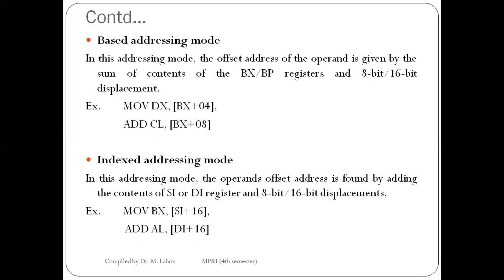Next is the indexed addressing mode. Here the operand's offset address is given by using the SI, the source index, or the destination index register, DI, and then 8-bit or 16-bit displacements. The difference between these is the use of different registers. In the based one, you can use BX and BP. In the indexed one, you can use SI or DI.